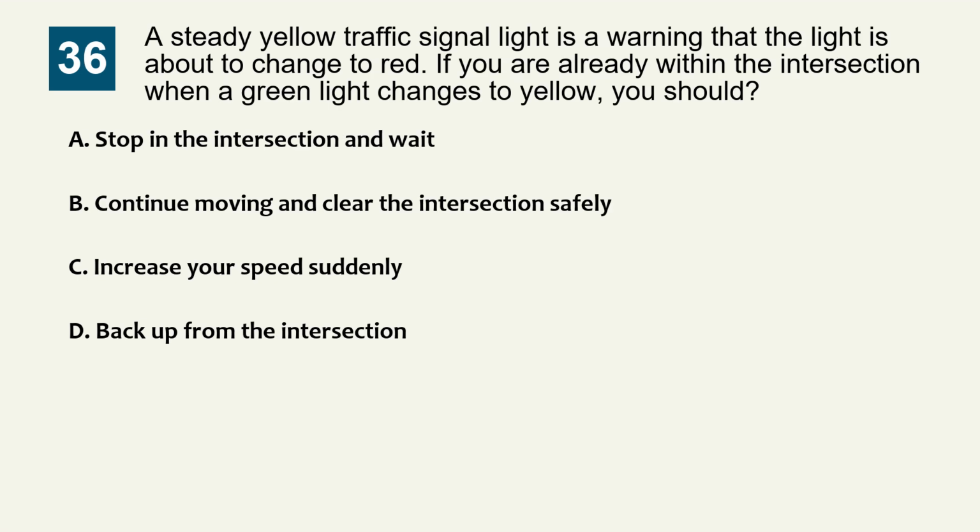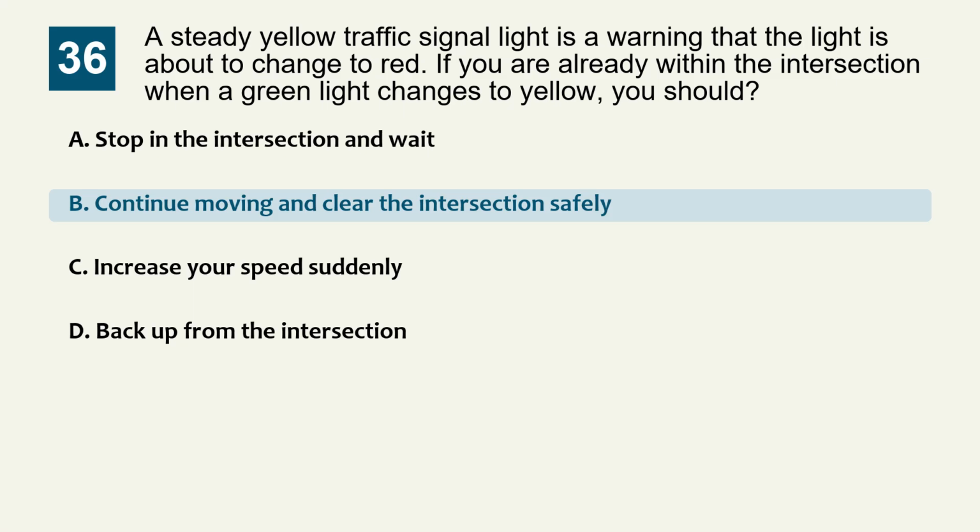Question 36. A steady yellow traffic signal light is a warning that the light is about to change to red. If you are already within the intersection when a green light changes to yellow, you should, option A, stop in the intersection and wait. Option B, continue moving and clear the intersection safely. Option C, increase your speed suddenly. Option D, back up from the intersection.